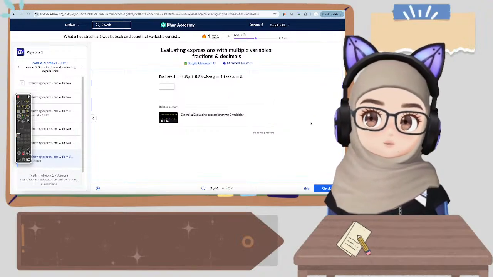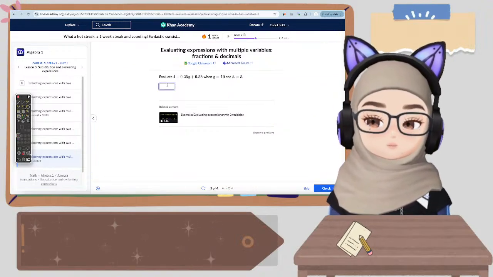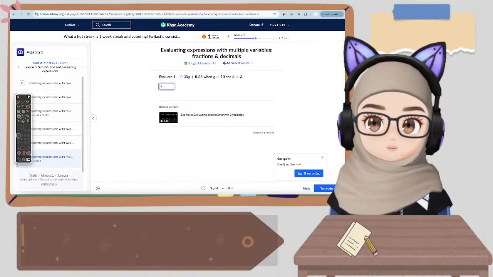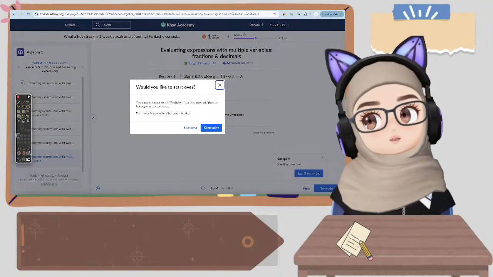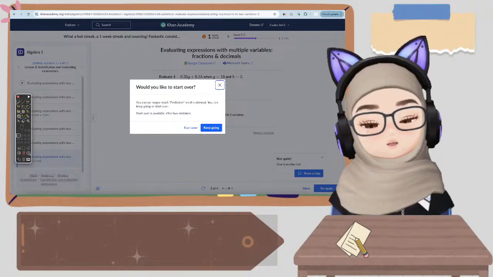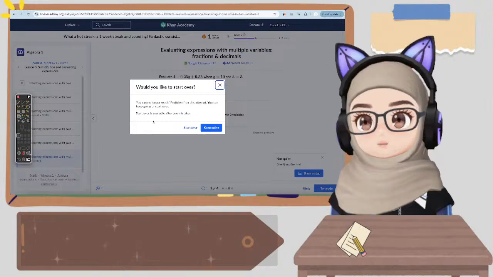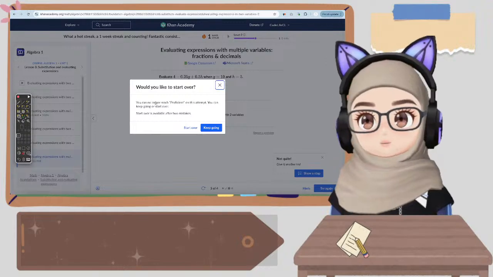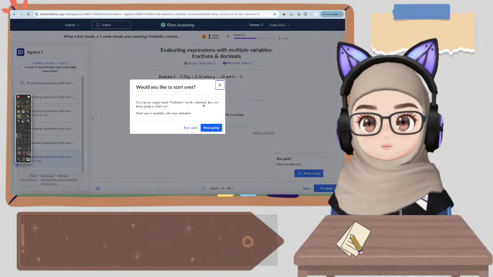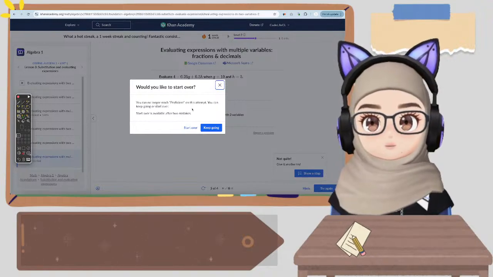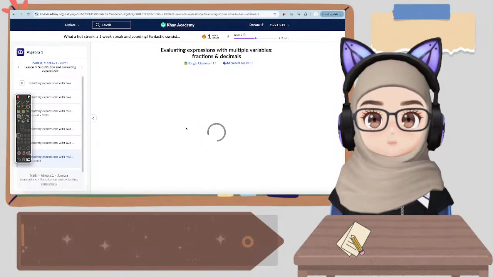So is the answer a full 5, or are we wrong? Let's see. We are wrong. I got a bonus. Oh my god. Okay, I have 1 miss. You can no longer reach proficient on this attempt. You can keep going or start over. I am absolutely going to start over.